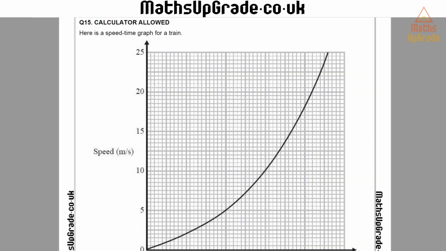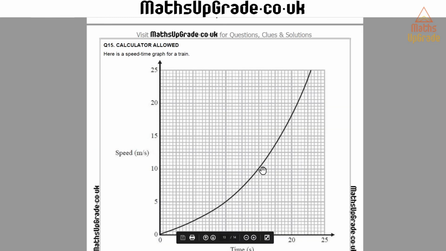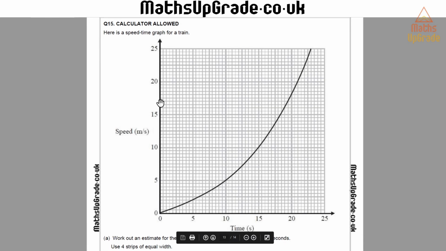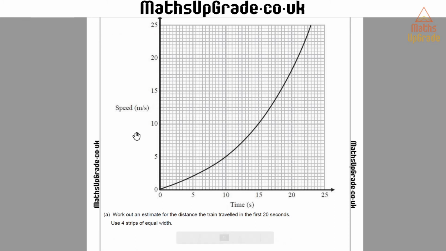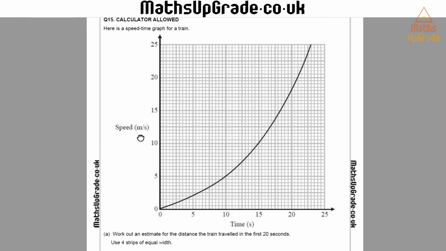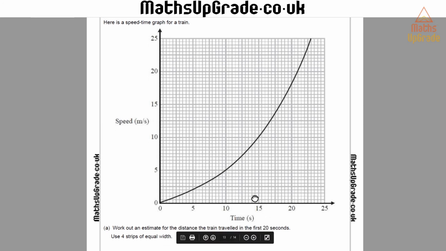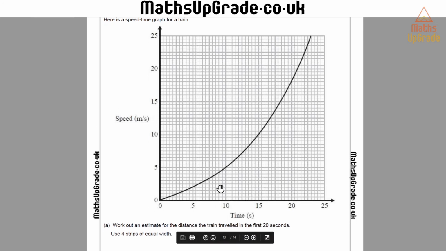Question 15. Here's a speed time graph for a train. So it's a speed time graph similar to previous questions here. Work out an estimate for the distance the train travelled in the first 20 seconds. Use 4 strips of equal width. So the distance the train travelled is given by the area underneath this curve. Since speed multiplied by time gives distance. So you need to find the area underneath this curve. And it says to use 4 strips of equal width, and we're doing it the first 20 seconds.